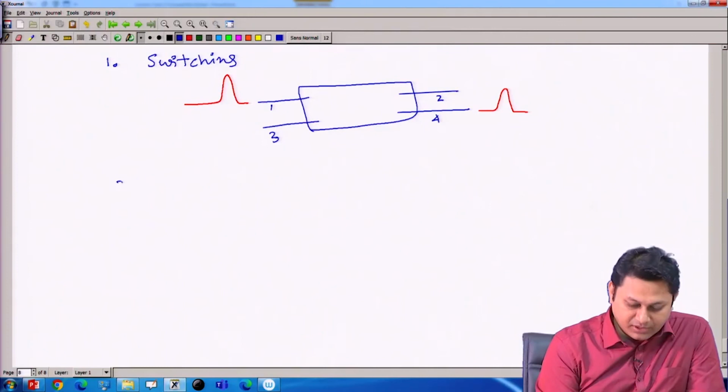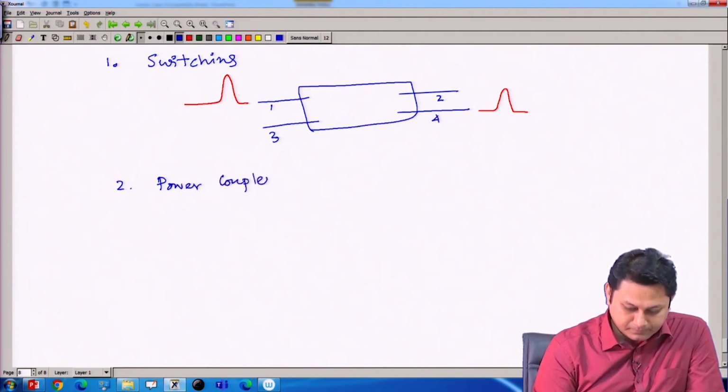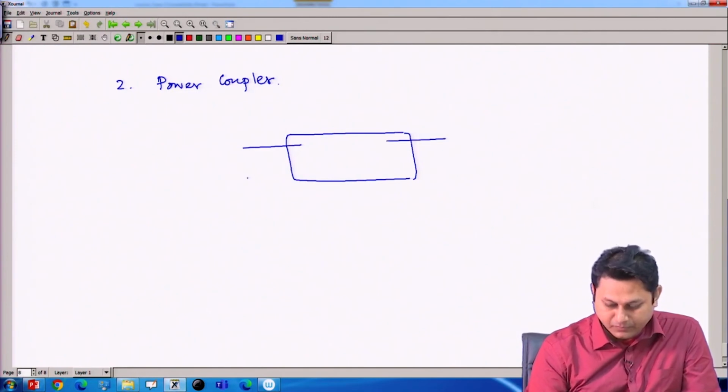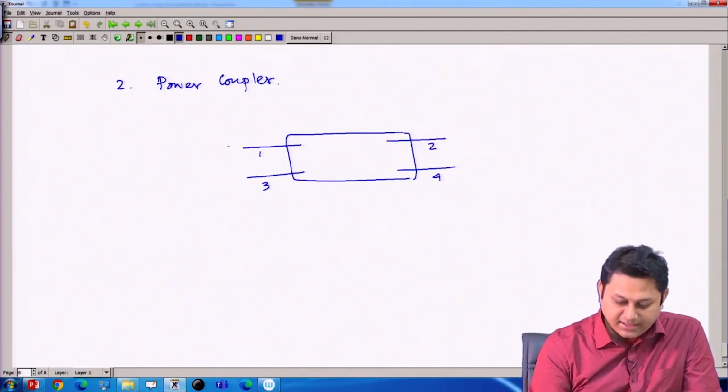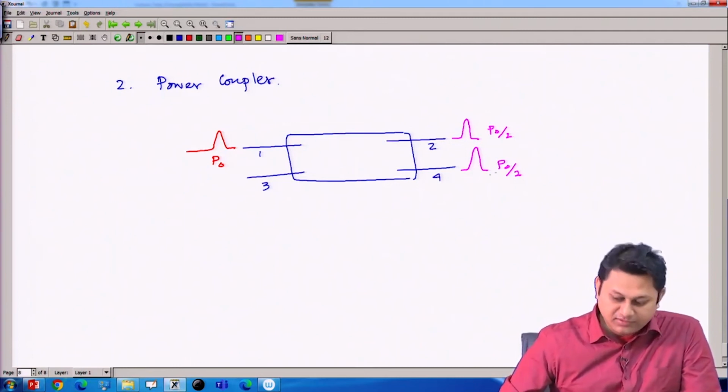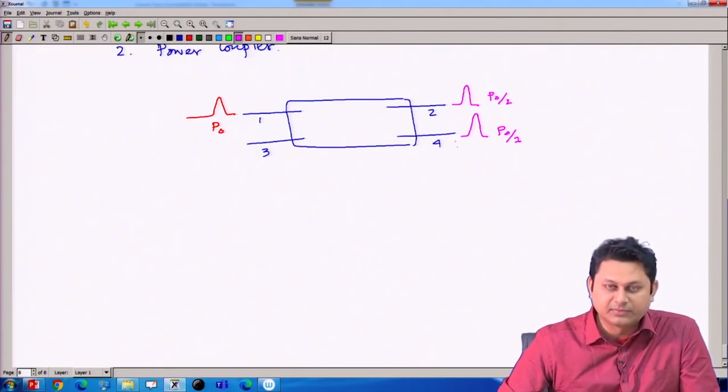The next application one can think of is the power coupler. In the power coupler, if I want to distribute the power from one port to another port, that also we can do. So, these are the 4 ports, 1, 2, 3, 4. I launch a light here with power, say P0, and in the output I can distribute this power according to my choice. So, in both the ports I now have light, here P0 by 2 and here P0 by 2. So, I can distribute the power in a 50-50 distribution. This is called the 3 dB coupler, where I can distribute the light in a 50-50 ratio.